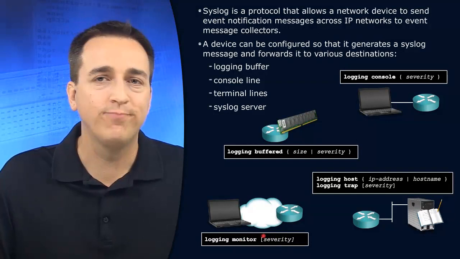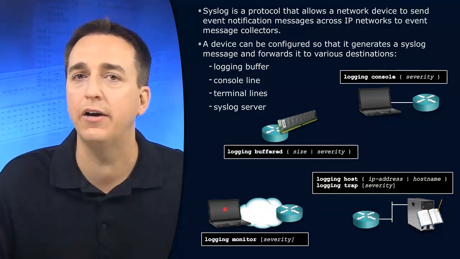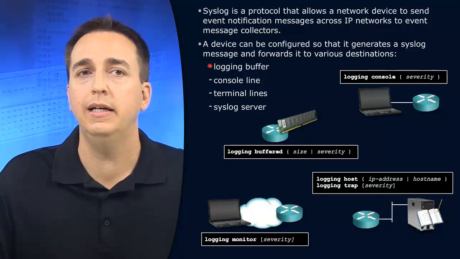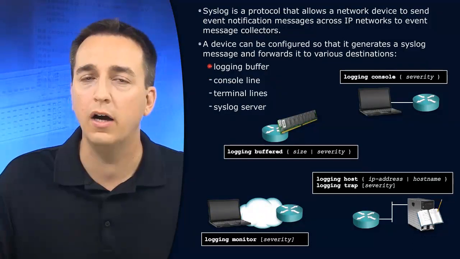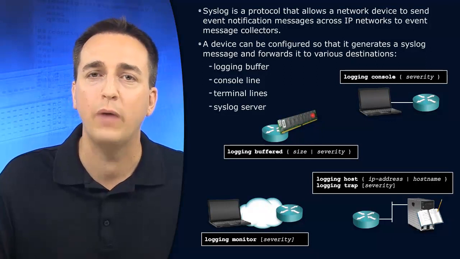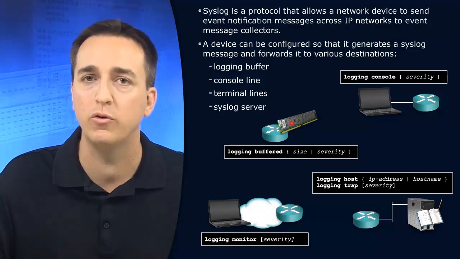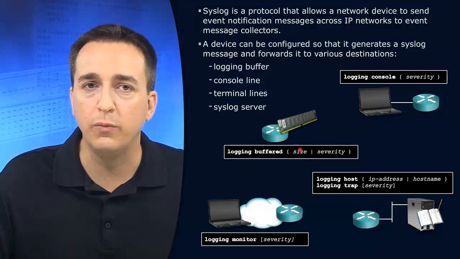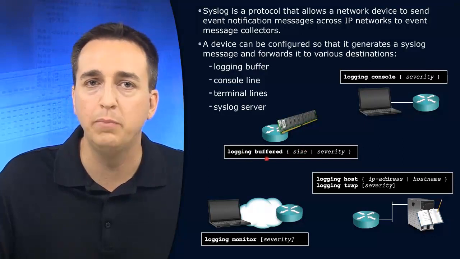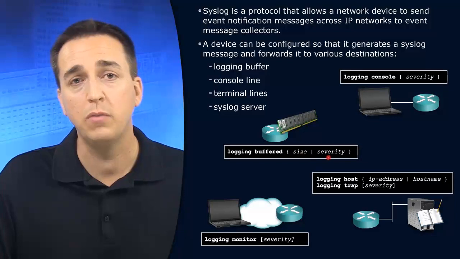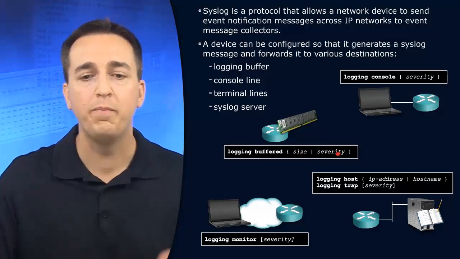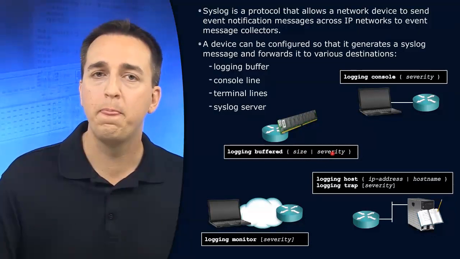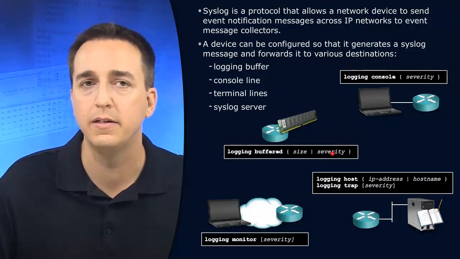But again, we're not going to be sitting there. We don't have time to sit there and stare at our screens all the time. So a better place is the logging buffer. What is a logging buffer? It's RAM, random access memory. We can modify the size of the buffer in RAM by typing in logging buffered and specifying the size. And we can also modify the severity. By default, all syslog messages are sent to the buffer as well, but you can control which ones will be sent.